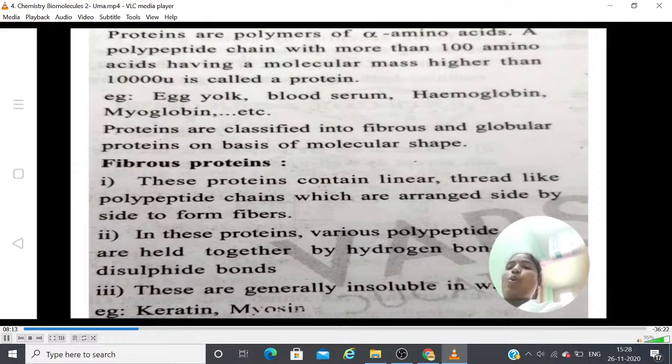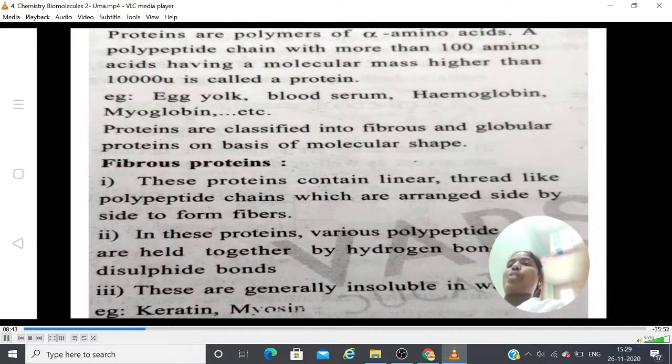Disulfide bonds are also present in fibrous proteins. These fibrous proteins are generally insoluble in water. The examples of fibrous proteins are keratin and myosin. This is about the fibrous proteins.